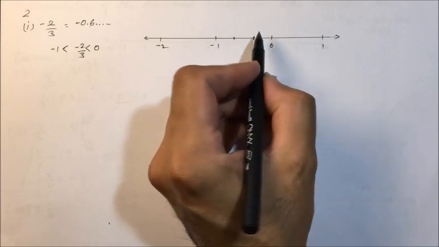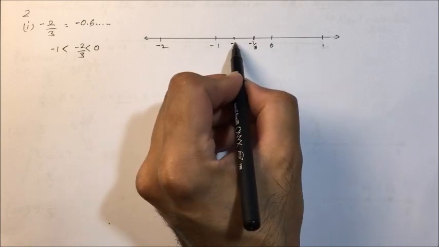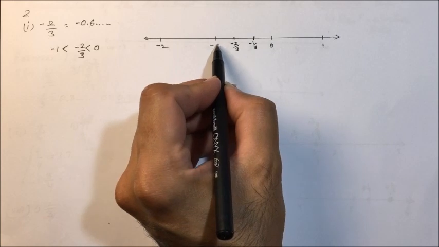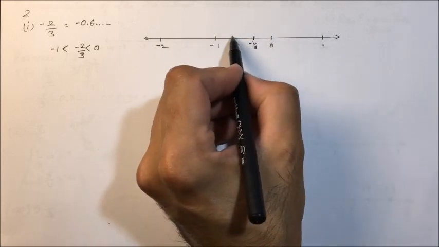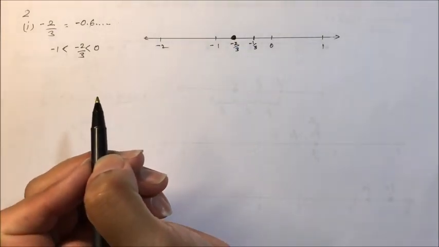And this number will be minus 1 by 3. Here will be minus 2 by 3. Here will be minus 3 by 3, that is minus 1. So this number we have represented, minus 2 by 3 is our number.